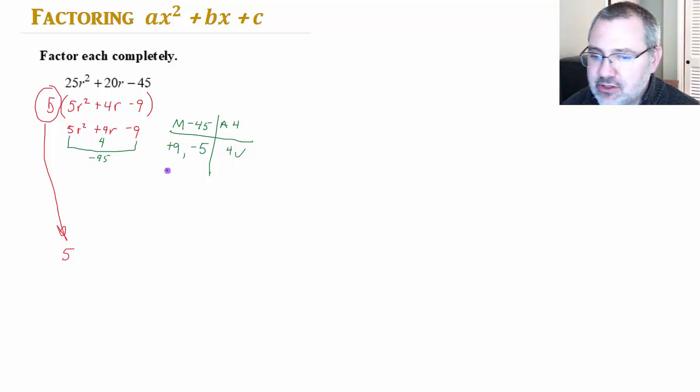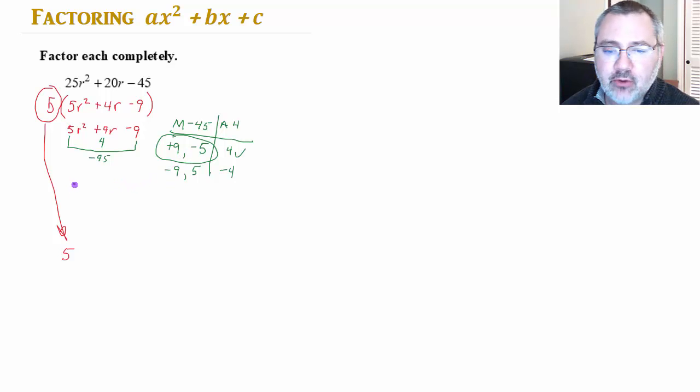If for some reason you chose to do negative 9 and positive 5, which does multiply to give you negative 45, you would have gotten negative 4. You notice this sum is opposite of what you want, so simply switch the signs. So we want to use these two numbers here. Now, we can't do what we did before and just make our groups. We need to rewrite this trinomial as 4 terms.